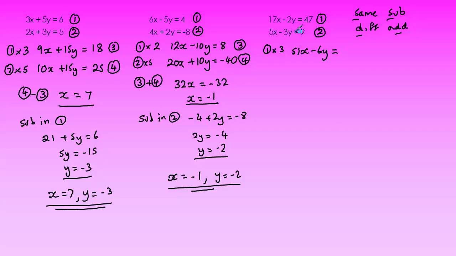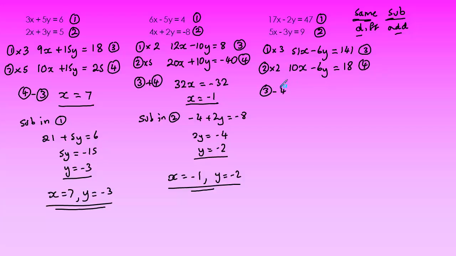3 times 47. So 3 times 40 is 120. So it's going to be 141. Let's call that one equation 3. And then 2 multiplied by 2 gives me 10 x's. Take away 6 y's is 18. Let's call that 4. So we have the same number of y's, 6 y's, and the signs are the same, so we're going to subtract.